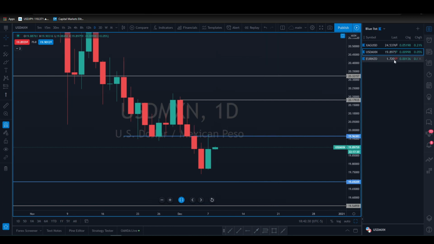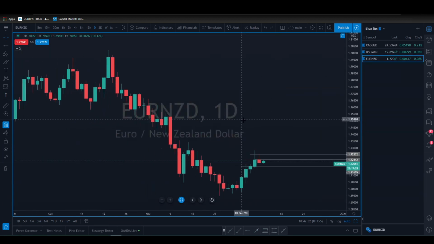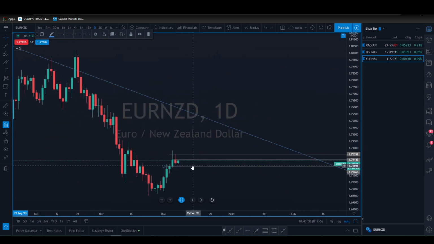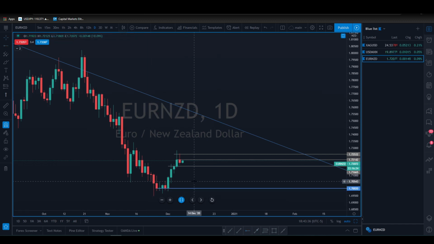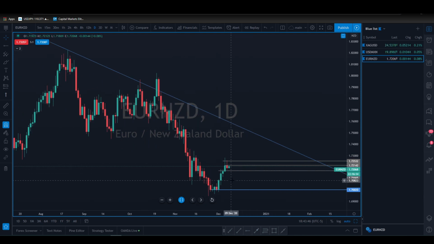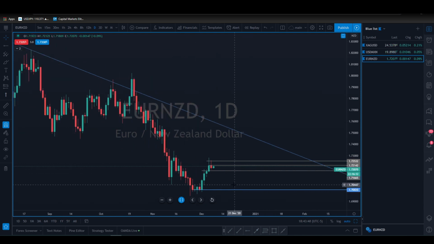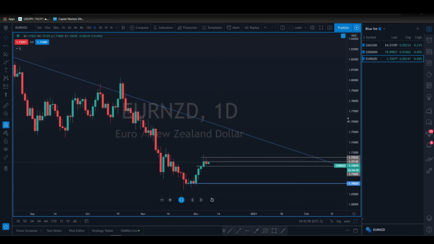Okay? Next is the Euro, EURNZD. So the current levels are, we made a market structure low down here. You can see all 4, 5 of these candles right here did not close below that line. That's your market structure. Any pushback down into here and failure would obviously be a buy, in my opinion.